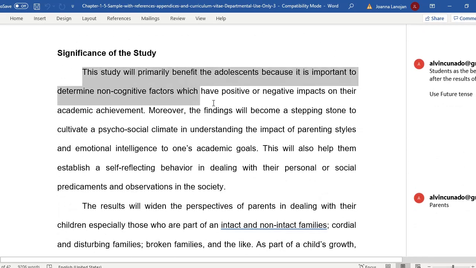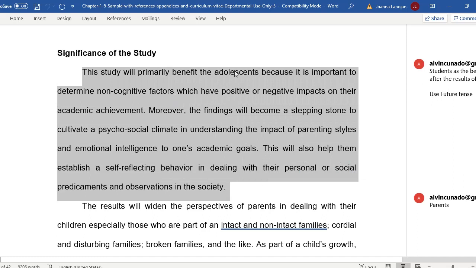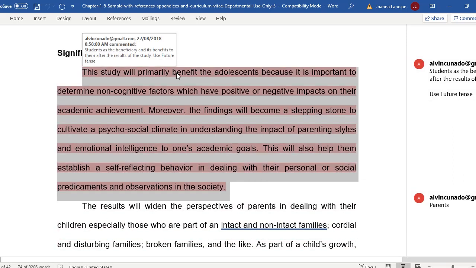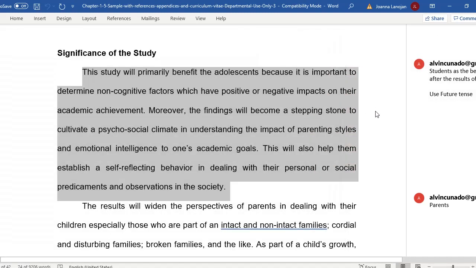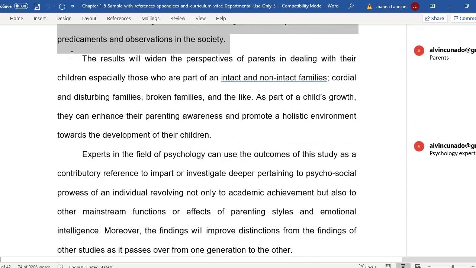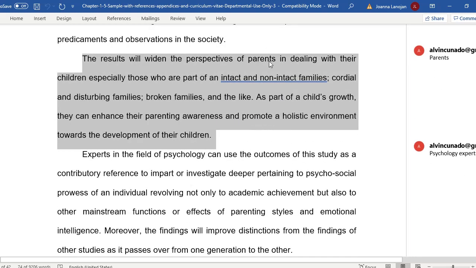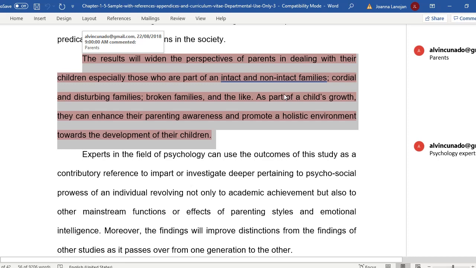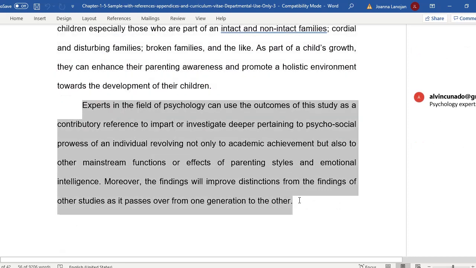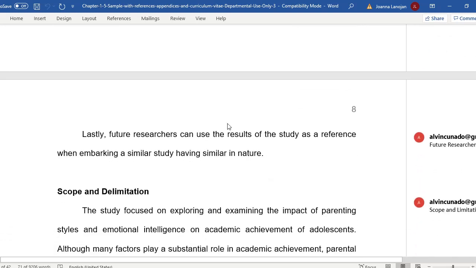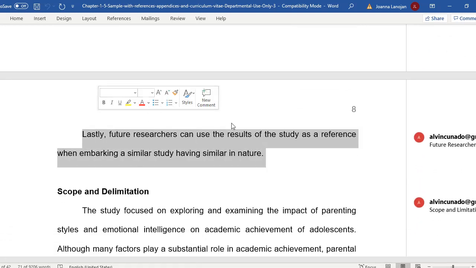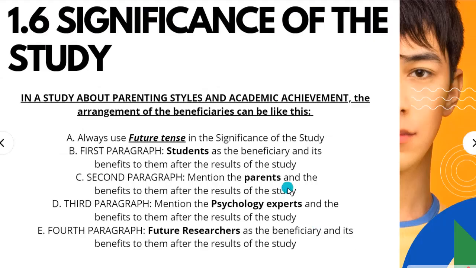So, this study will primarily benefit the adolescents. Okay, kay students jud na ang number 1 nga. Primarily maka-benefit kay sila mismo ang atong respondent so para ilaha siya ang findings. And then, the results will widen the perspective of parents. Second, parents. Okay? Third kay mga experts in the field of psychology. Di ba? Then, lastly, future researchers can use the results as a reference if embarking in similar nature.